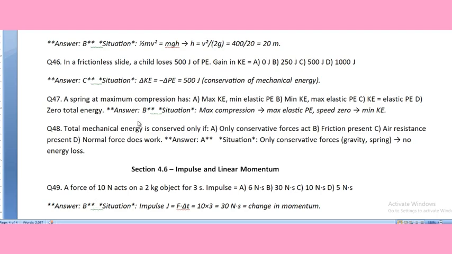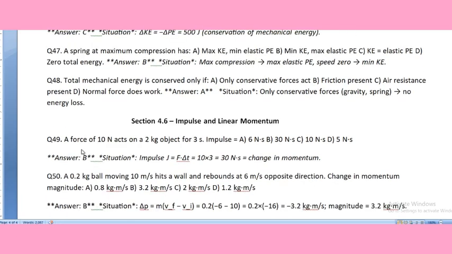When we come to the next question, question number 48, the total mechanical energy is conserved only if: choice A, only conservative forces act. Choice B, friction is present. Choice C, air resistance is present. Choice D, normal force does not work. From the given, the total mechanical energy is conserved if and only if only conservative forces act, meaning gravity, spring, etc. No energy is lost.